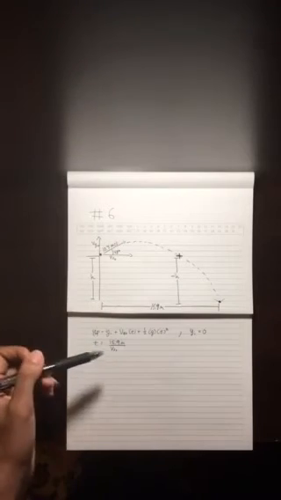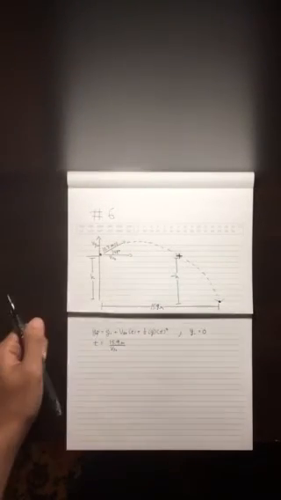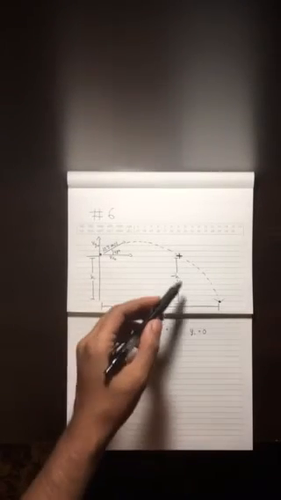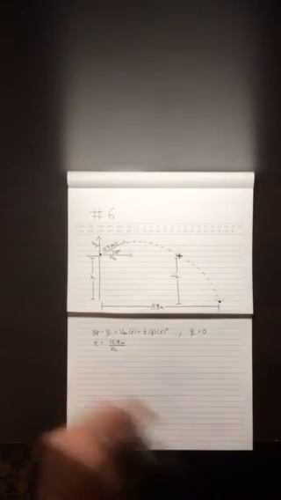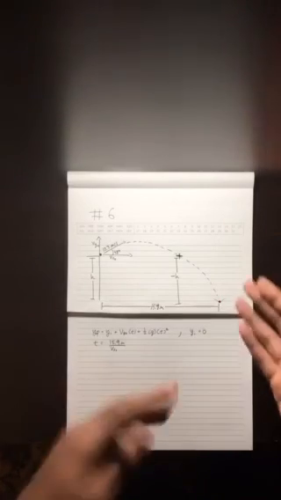Once you find that time, plug it in here, and you find the change in height for the y, and that will be the same distance as the height of the building. It'll be negative. Again, ignore the negative. Pretend it's positive. You can't have buildings with negative height.